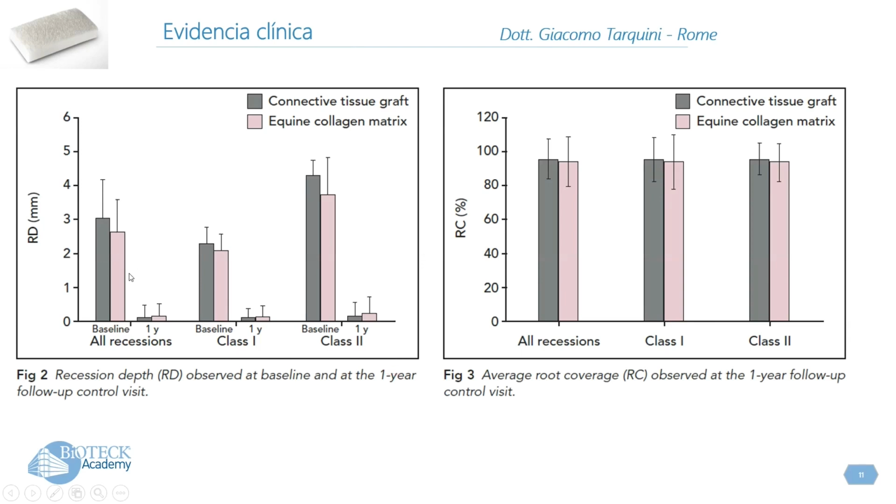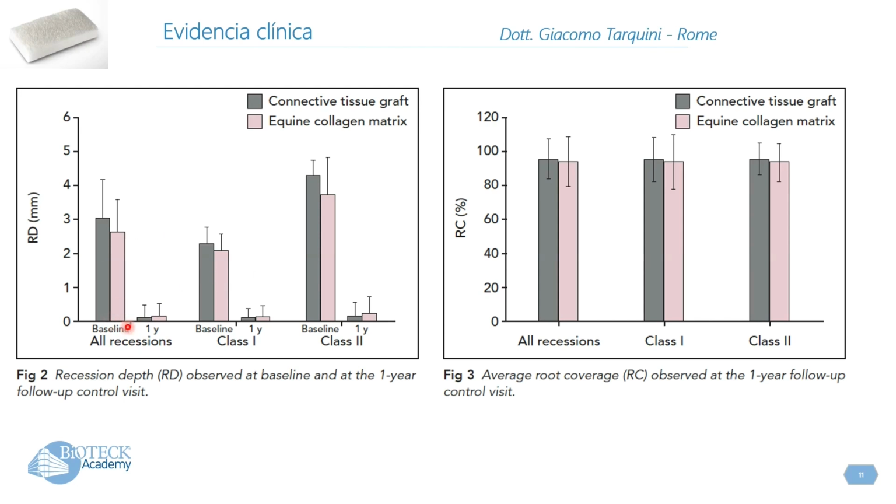We see that at baseline they have a similar depth of the recession, so more or less 3 millimeters, while at 1 year follow-up both of them decreased down to 0.2 more or less millimeters, so both of them worked.